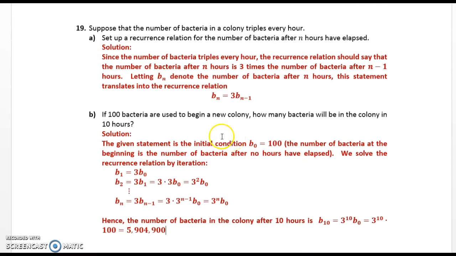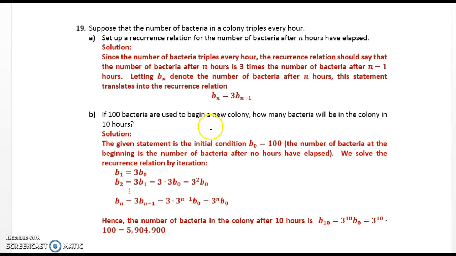19, suppose that the number of bacteria in a colony triples every hour. Set up a recurrence relation for the number of bacteria after n hours have elapsed. Solution. Since the number of bacteria triples every hour, the recurrence relation should say that the number of bacteria after n hours is 3 times the number of bacteria after n minus 1 hours. Letting b subscript n denote the number of bacteria after n hours, this statement translates to the recurrence relation b sub n is equal to 3 b sub n minus 1.